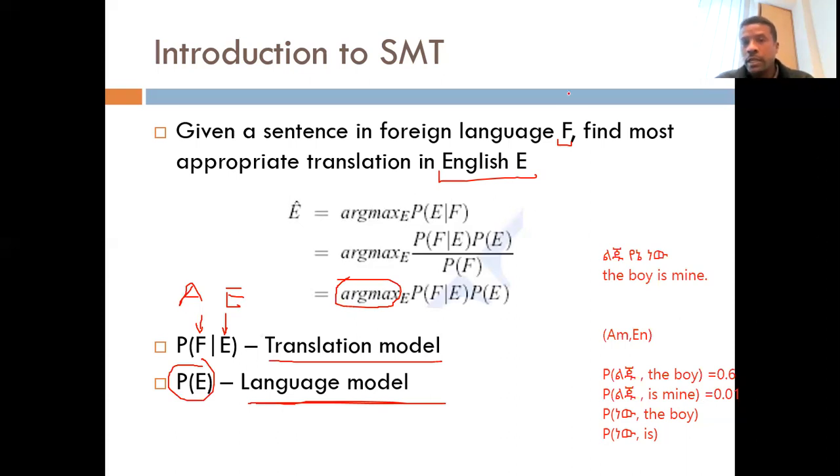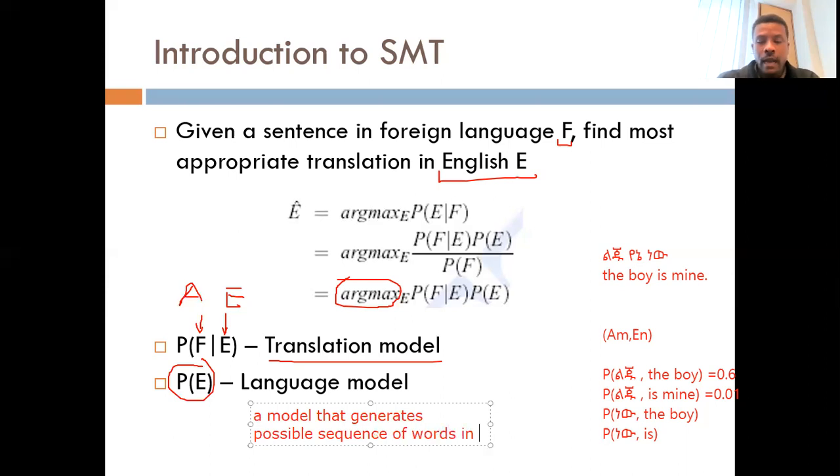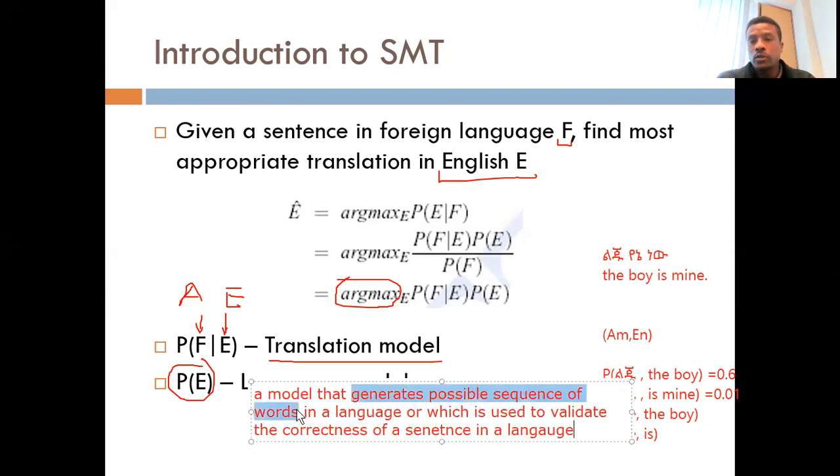A language model, we will see it, we have a chapter on this one, but what we call a language model is a model that generates possible sequences of words in a language, or which is used to validate the correctness of a sentence in a language. So we can use a language model for these two purposes. The first one is that a language model can be used to generate possible sequences of words in the language. A possible sequence in a language means a sentence. The other one is that it's also used to validate, whenever you are given a sentence, whether that sentence is correct or not.